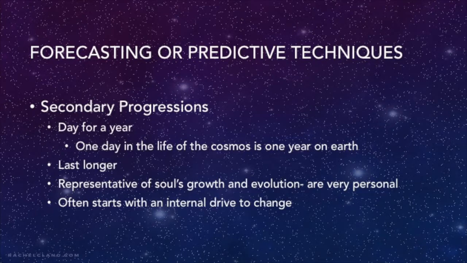Now, you might be wondering, what is the significance of one day symbolizing an entire year? It's based on the understanding of as above, so below, which is in the Hermetic texts. And we covered it a little bit in Astrology 101 as well. And so there's this idea that one day in the life of the cosmos is equivalent to 1 year in the life of the earth, or one day in the life of God is equivalent to 1 year in the life of the human. So it's another way for us to understand our connection to the cosmos and the divine.